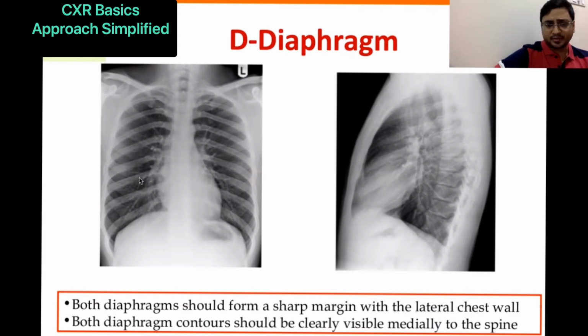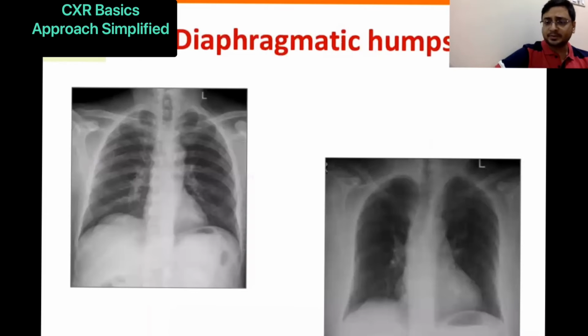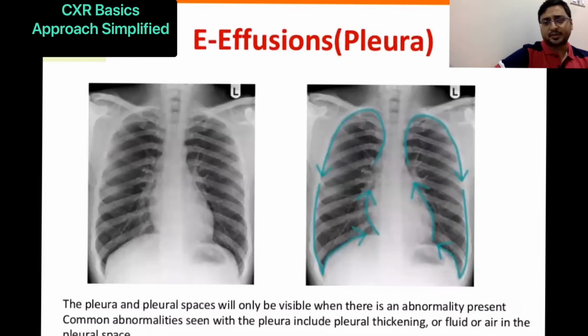If there is any mass at a higher level, then there may be any pulse, any abnormality. Sometimes liver abscess may push the right side above, or sometimes any other pathology may obscure this portion of the diaphragm. So D for diaphragm is very important, in cases of diaphragmatic hernia and in cases of other pathology.